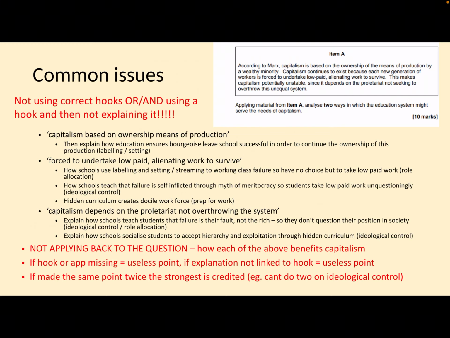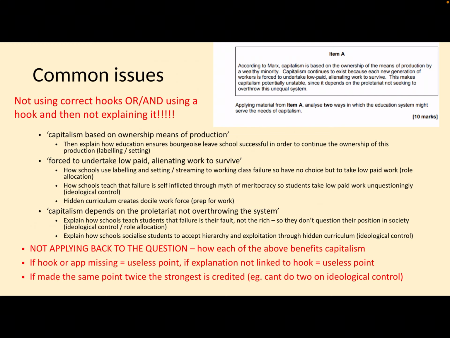One of the biggest issues with this question, apart from not using the right hooks or really struggling to explain the hook that you chose, was then forgetting to apply back to the question, how each of the above benefits capitalism. That's the language I was looking for: how does it serve capitalism, how does it help the rich stay rich? If the hook is missing or the application is missing, the entire point is useless.